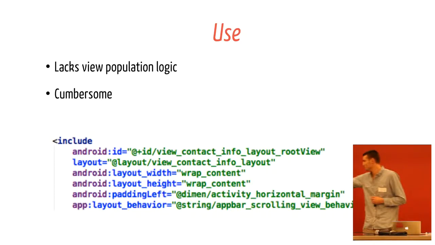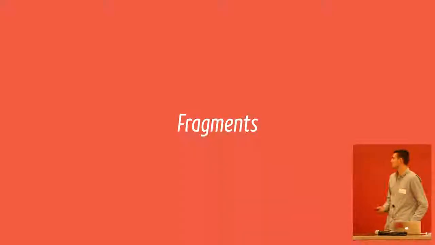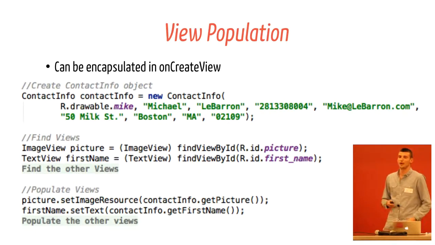So you're probably familiar, you include it just with the include tag and then reference the layout that you are trying to reuse. So how to do this with fragments? The good thing about fragments is that we can reuse this population logic by putting it in the onCreateView. So this is that same code snippet. If we put this in onCreateView, anywhere we use the fragment, we will also get this population logic, so we don't have to worry about that ourselves.